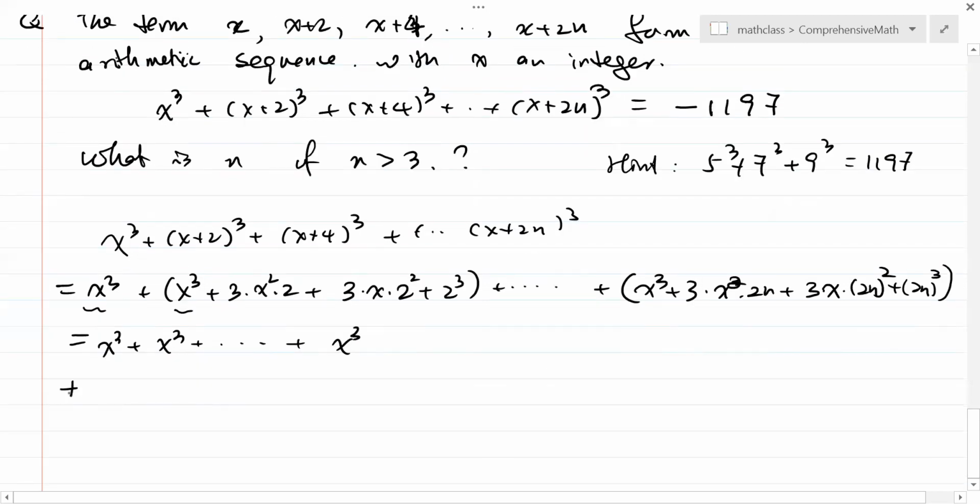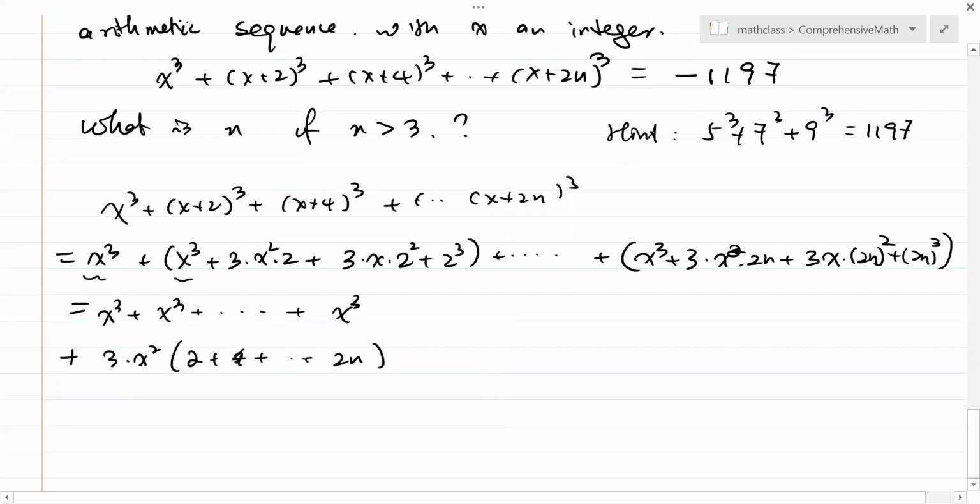Then you also get x squares, right? And you have a 3 here, 3x squared. And each term you get 2 plus 4 plus, all the way to 2n. Okay, and the last one is cubed, plus 3x times 2 squared, 4 squared, all the way to 2n squared, and then the very last.